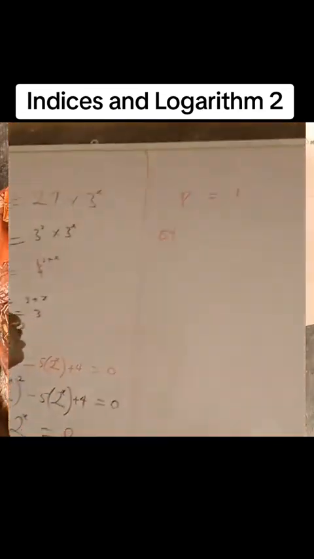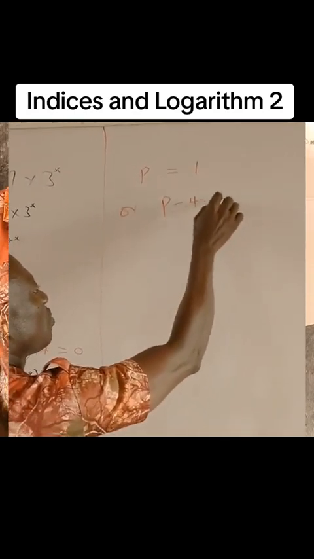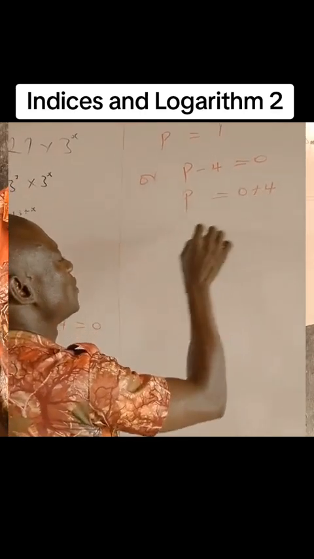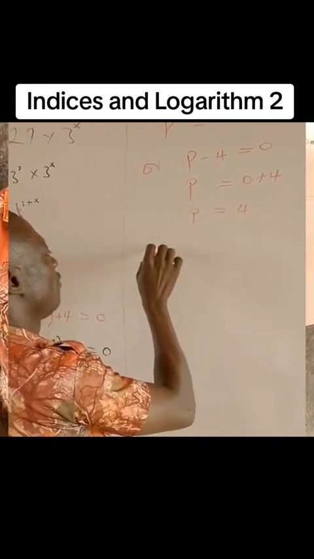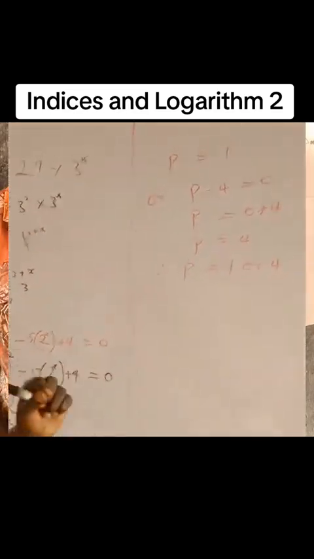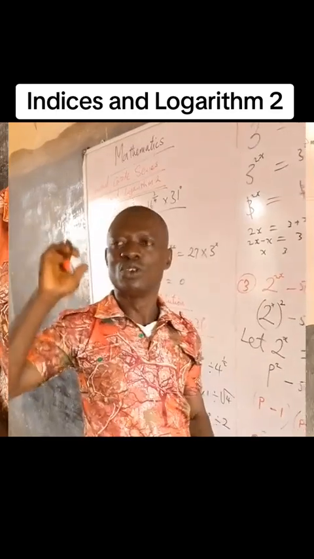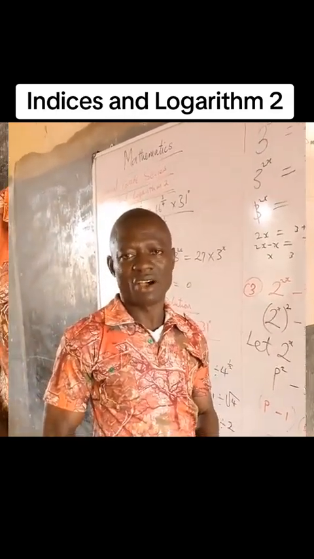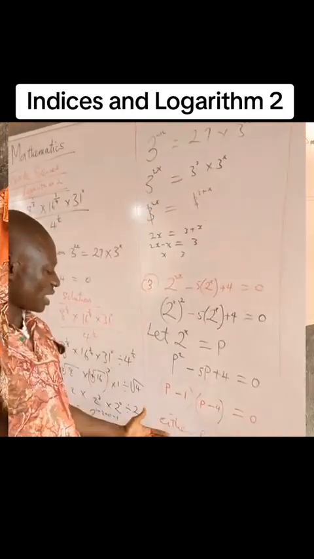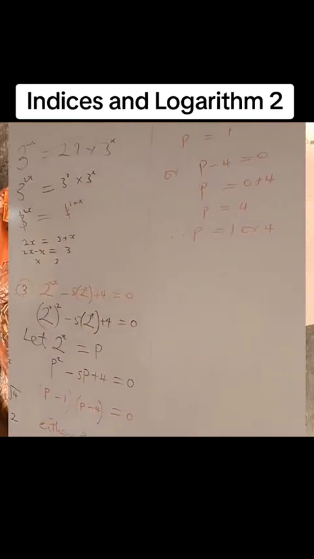Or we say p minus 4 is equal to 0. Then p is equal to 0 plus 4. P is equal to 4. Therefore, p is equal to 1 or 4. Remember, every quadratic equation will have 2 roots, 2 answers, otherwise referred to as roots. And so we must get 2 numbers there. The question we are working has taken us into a quadratic equation, and we've gotten that p is equal to 1 or 4.